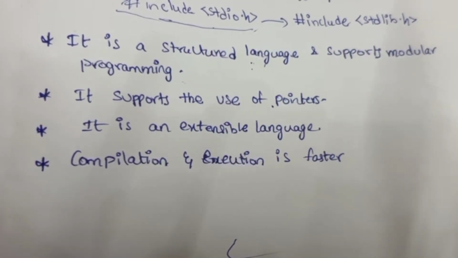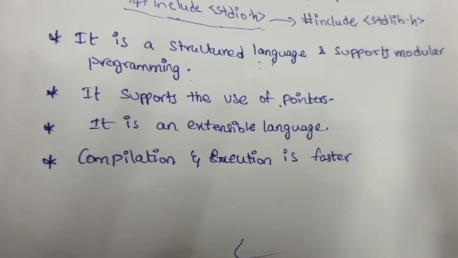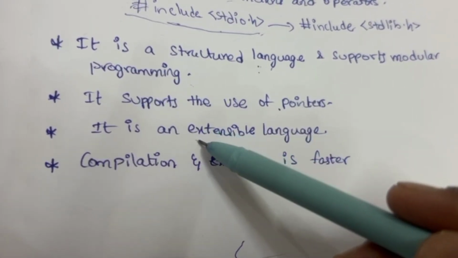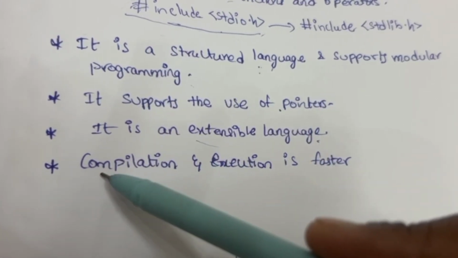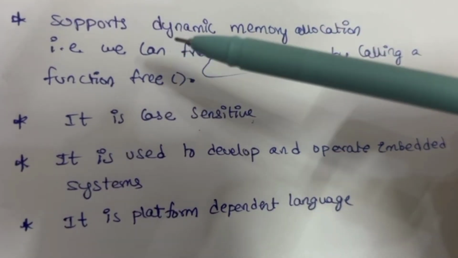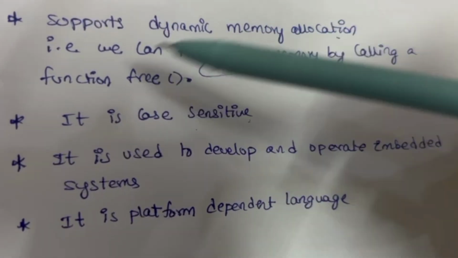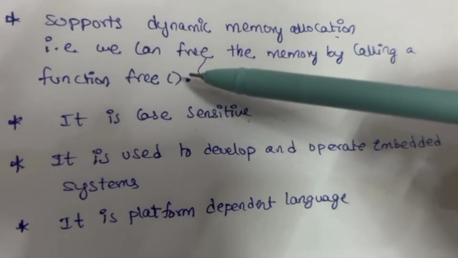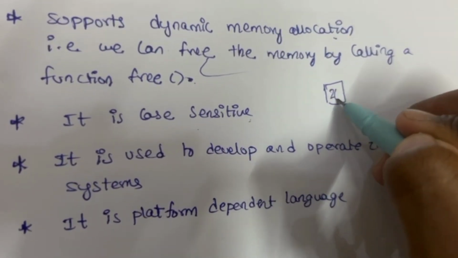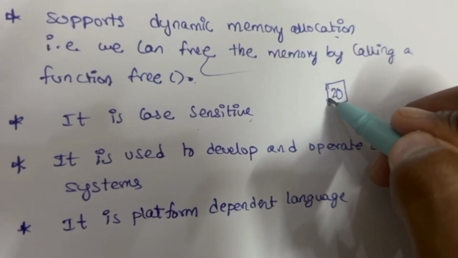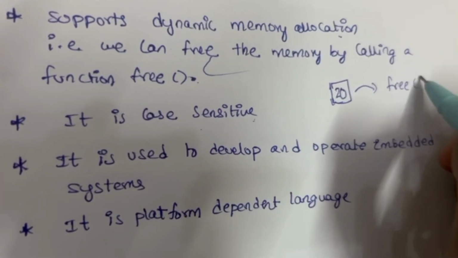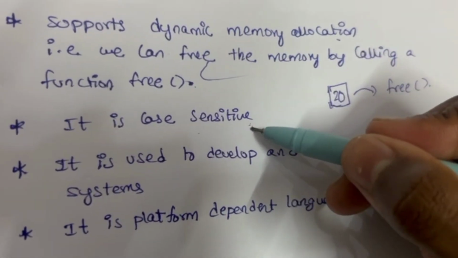Next one, it is an extensible language. Extensible language is nothing but whenever we are writing C programming, we can create our own functions. So this is what an extensible language means. Next one, compilation and execution is faster. Our next feature is that it supports dynamic memory allocation. That is, we can free the memory by calling a function free. For example, you are holding some data. I have some data in a variable as 20. Now if I want to completely free this particular variable, I will call a function called free and do the particular operation.